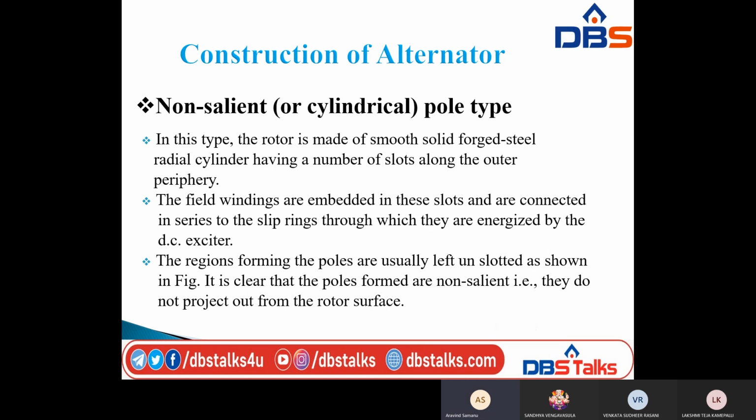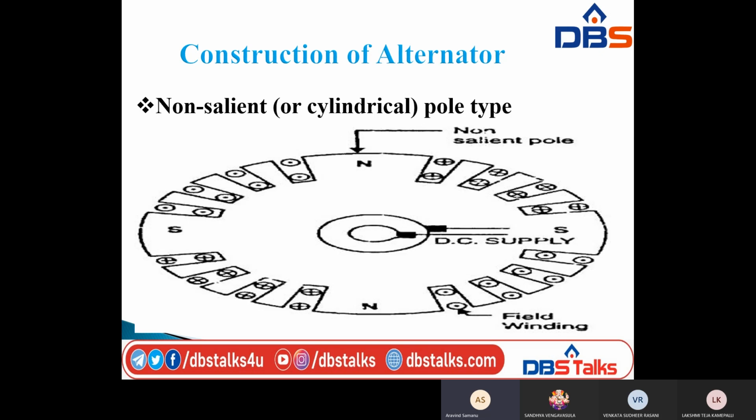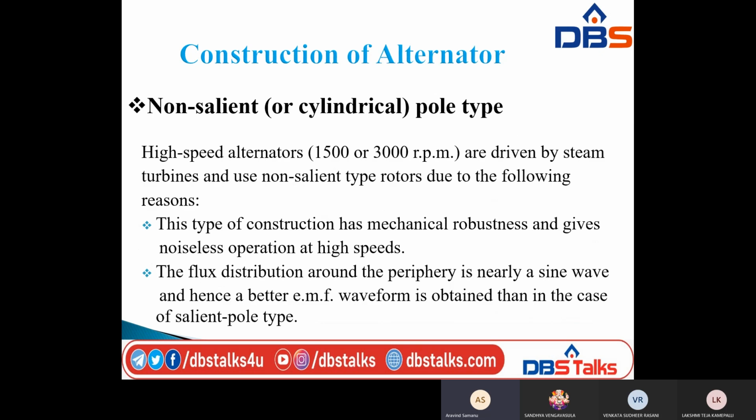Next, the regions forming the poles are usually left unslotted. If you see this diagram, these are unslotted. These are the field windings, circular shaped, and we have vacant space here. So one region contains field winding and another is left unslotted. Here is the flux distribution around the periphery.